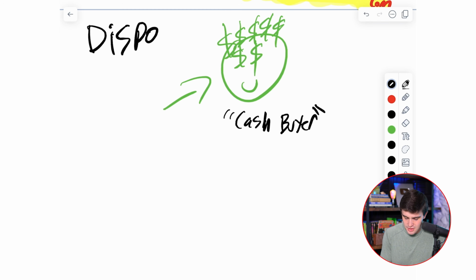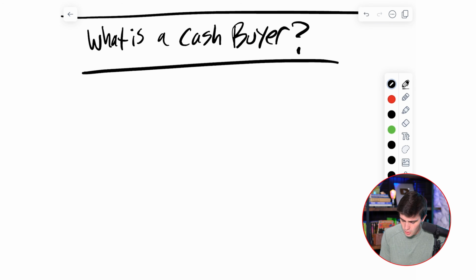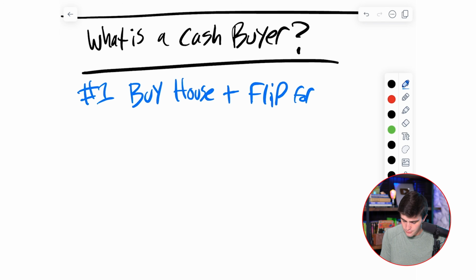Now, you might ask yourself this question, what is a cash buyer? Well, a cash buyer is somebody who's looking to buy a house for cash. I mean, it's pretty simple. But what a cash buyer is looking to do is either two things. That is it. They're looking, number one, to buy the house and flip it for money.